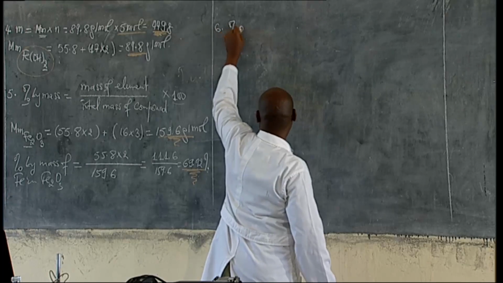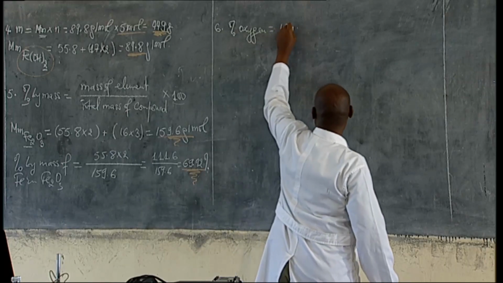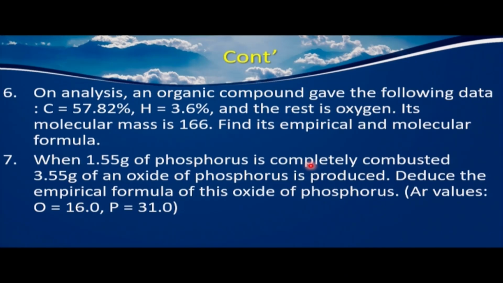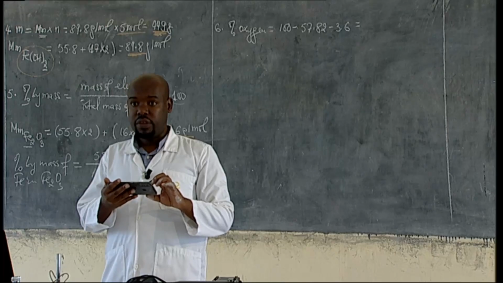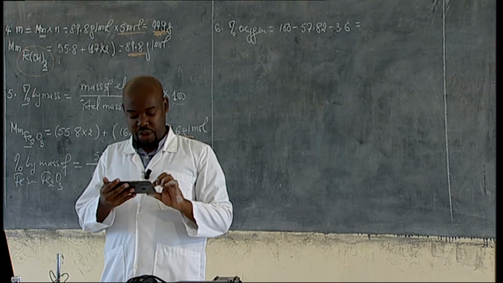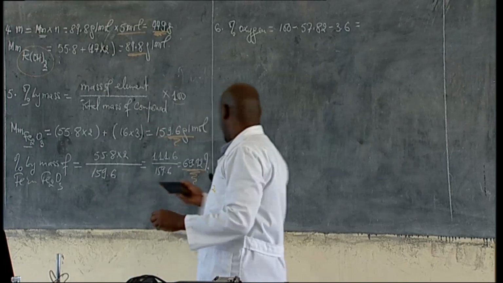So to find the percentage of oxygen, let's find the percentage for oxygen. We get 100 minus the percentages we have, that is 100 minus 57.82 minus 3.6, and we get the percentage for oxygen. And what will be that? We get 38.58.